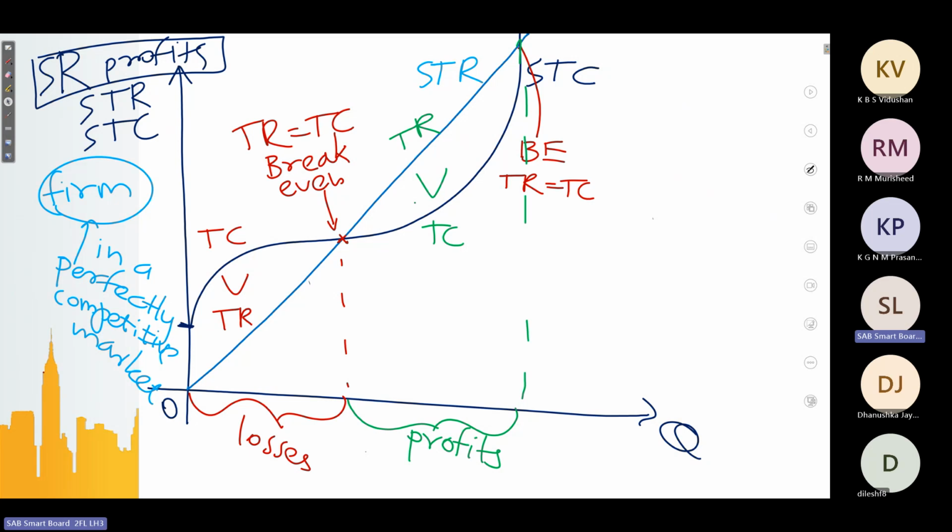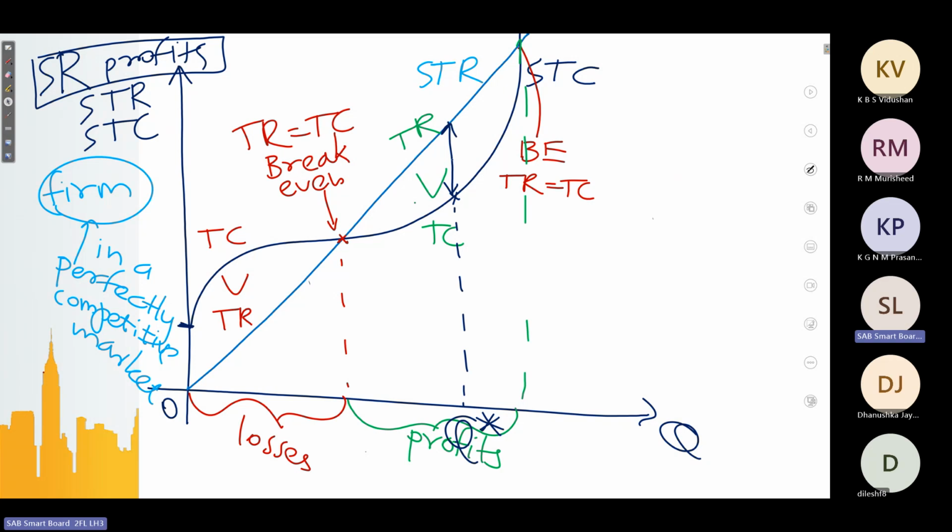With my eyesight, I observe that the positive gap between total revenue and total cost is the highest somewhere here. Based on my eyesight, the positive gap between total revenue and total cost is the highest here. Therefore, we can identify that this is the profit maximizing output level.